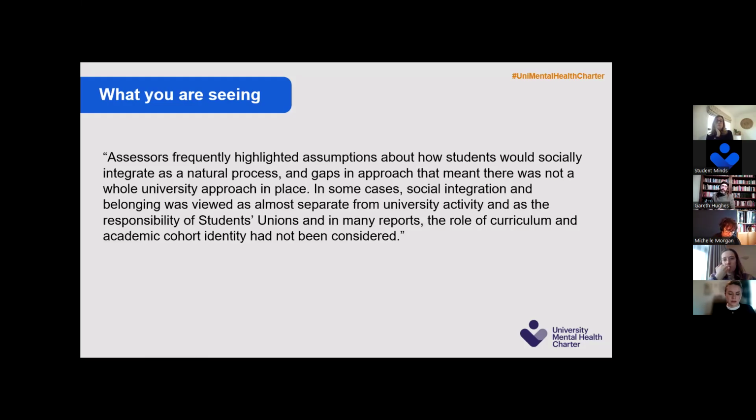And in many cases where universities, when they were writing their reports and when they were doing their on-site visit, talked about community and social integration and belonging almost as if it was a separate thing, almost as if it was a kind of a nice thing that universities occasionally do to help with, but that isn't actually the responsibility of the university itself. And where the role of curriculum and the academic cohort just isn't considered in the same way. And of course, there's a challenge there for some academic programs when we think about this.